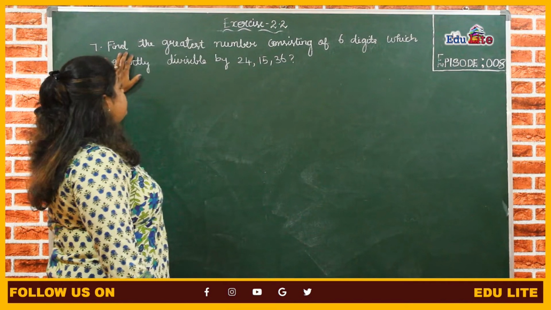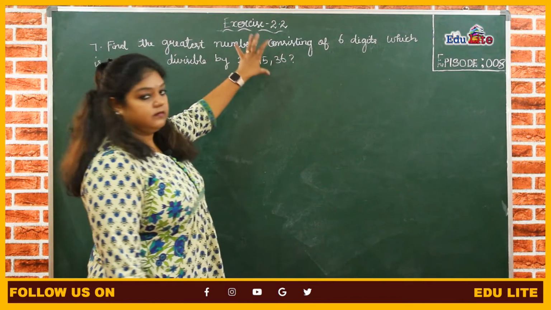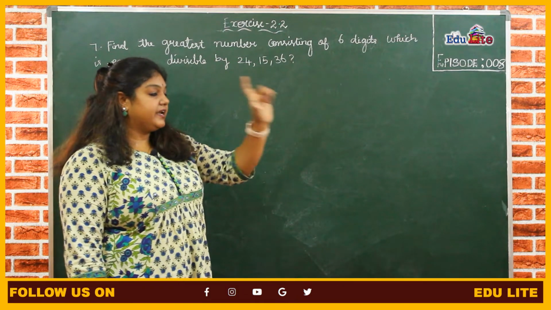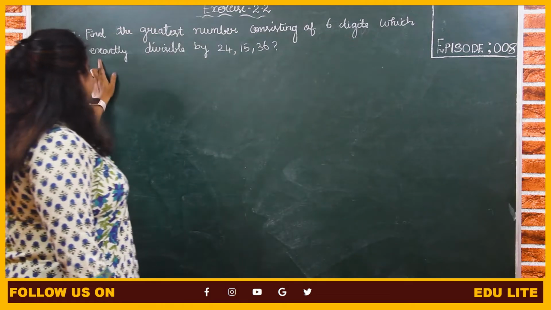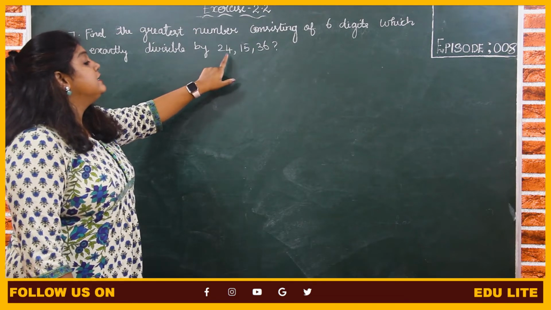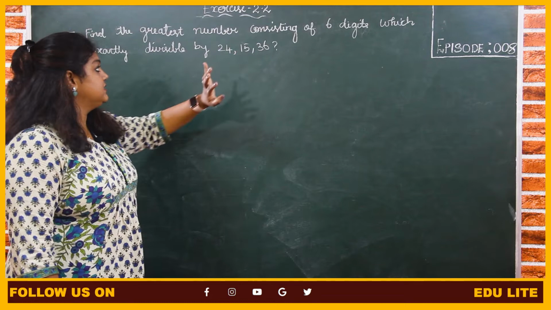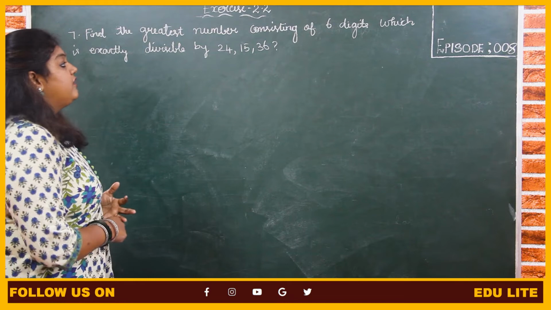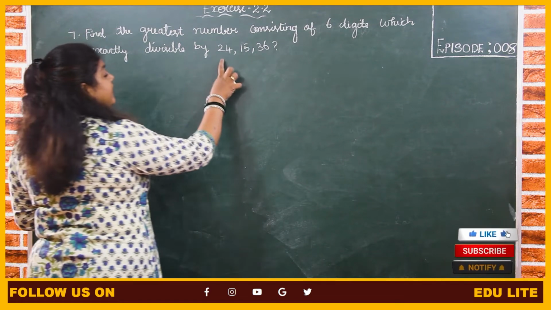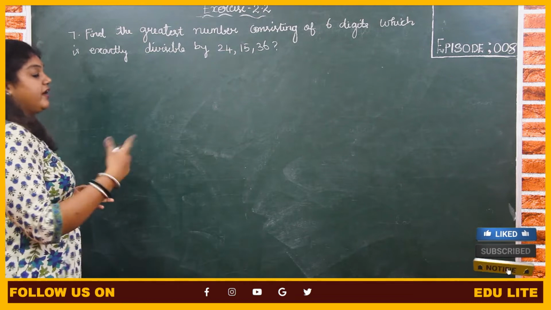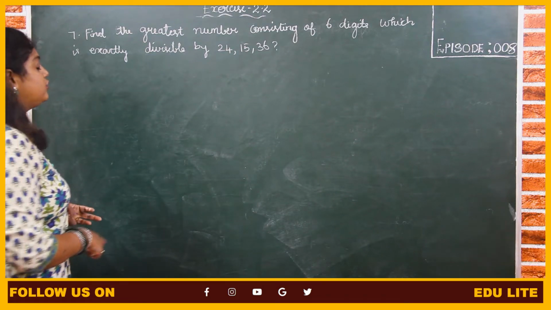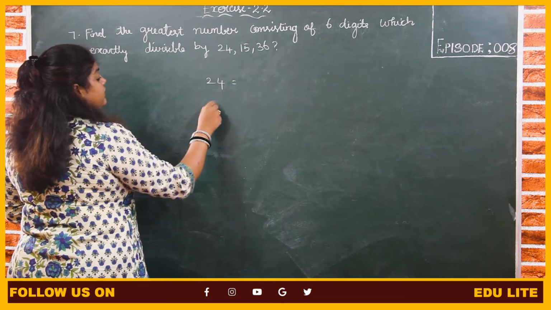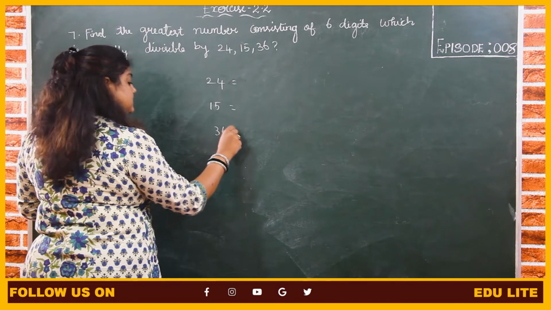Exercise 7th problem. We have to find the greatest number consisting of 6 digits. So we have to consider the 6-digit greatest number, which is exactly divisible by the numbers 24, 15, 36. So we will find this greatest number. To find the greatest number also, we will use the fundamental theorem of arithmetic. We have to find the LCM of these 3 numbers. Before finding the LCM of these 3 numbers, we have to find the factors of these numbers. So first we will find for 24, 15 and 36, then we will find the LCM.